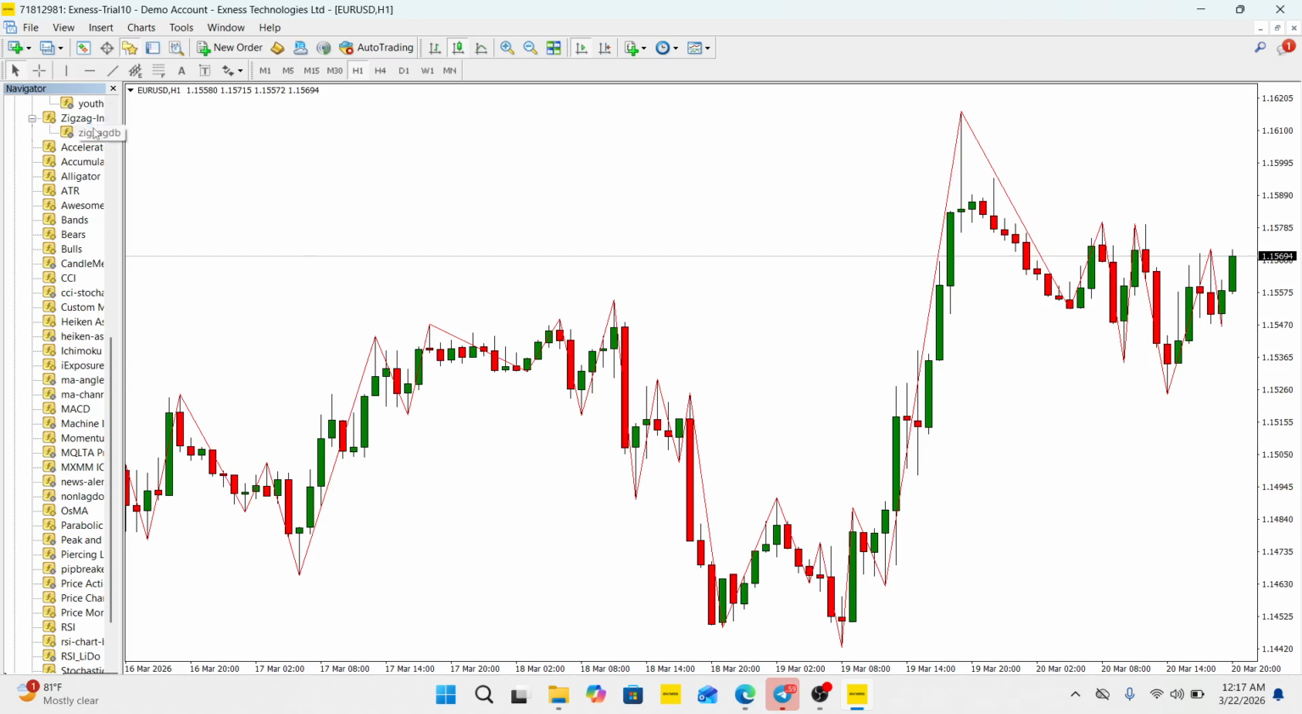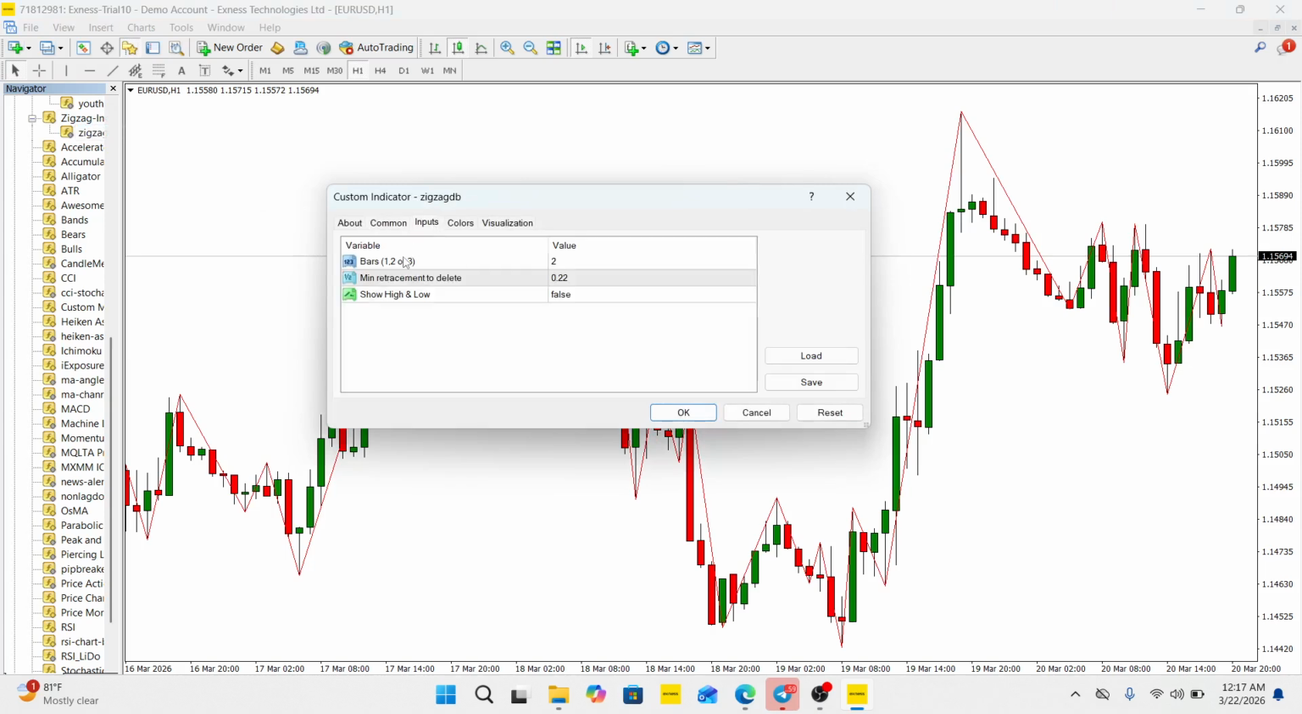As for the indicator settings, let's take a look at the inputs. Core settings usually include the zigzag depth, deviation, and backstep parameters that determine how large a move must be before a new swing point is confirmed. So here we have the bars, we have minimum retracement to delete, and then show high and low. You can adjust these inputs to make the zigzag more sensitive to small swings or more focused on major turning points, as well as set custom colors and line thickness for the up and down legs.